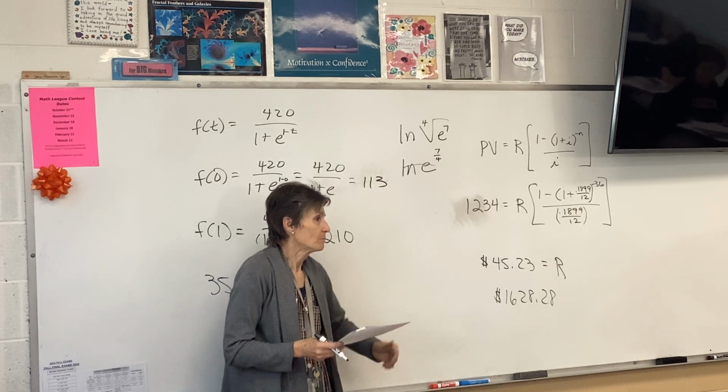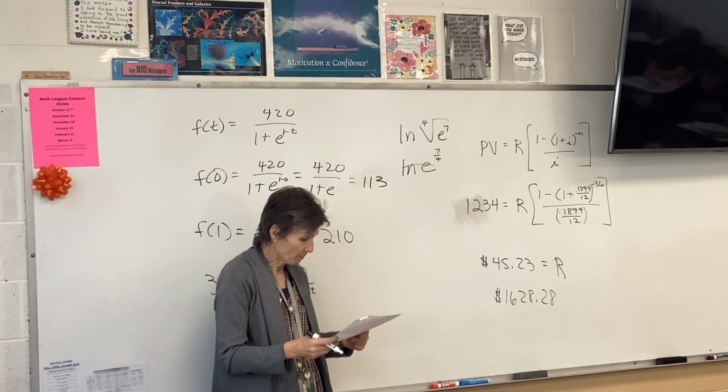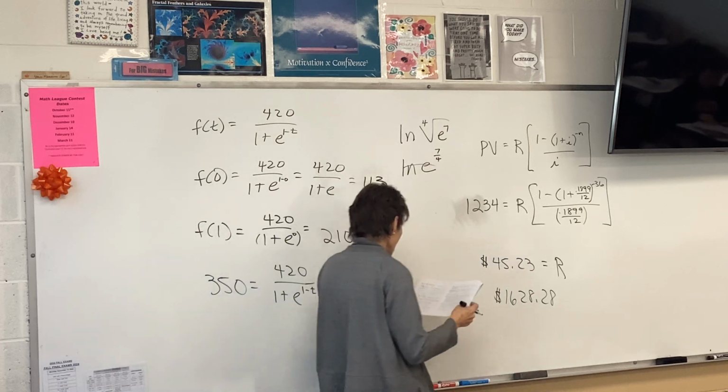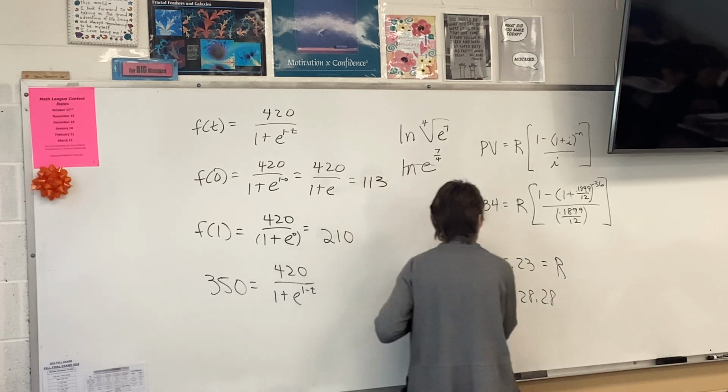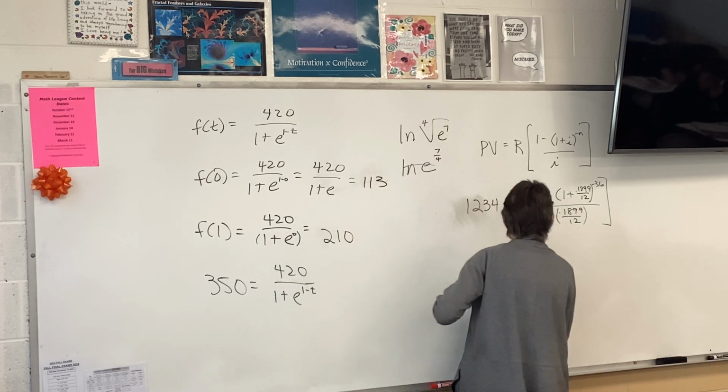Three on page 3. Page 3, number 3. State the domain, range and asymptotes. Okay.